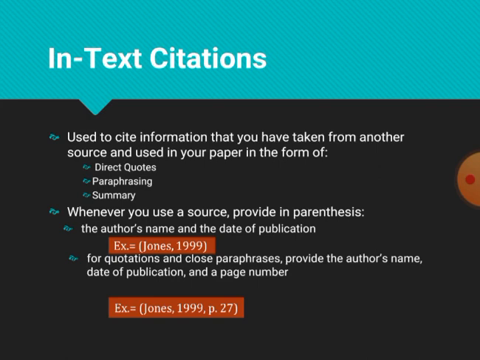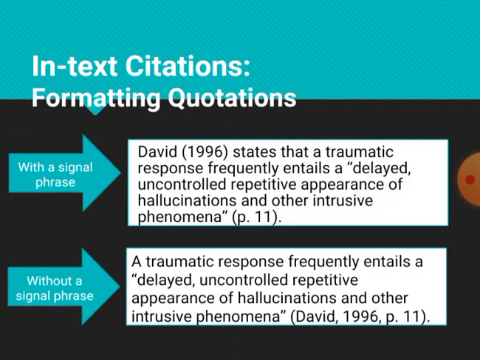For quoting and close paraphrases, provide the author's name, date of publication, and page number. This is also another type of in-text citation. When you have a close paraphrase, you write the second name of the author, the year of publication, and then you cite the page number, that on page 27 this information is present in this paper, and I have quoted it. I have taken this information and quoted it in my paper. The basic authenticity of the information is that the research was conducted by John in 1999, and on page 27 this information is present.